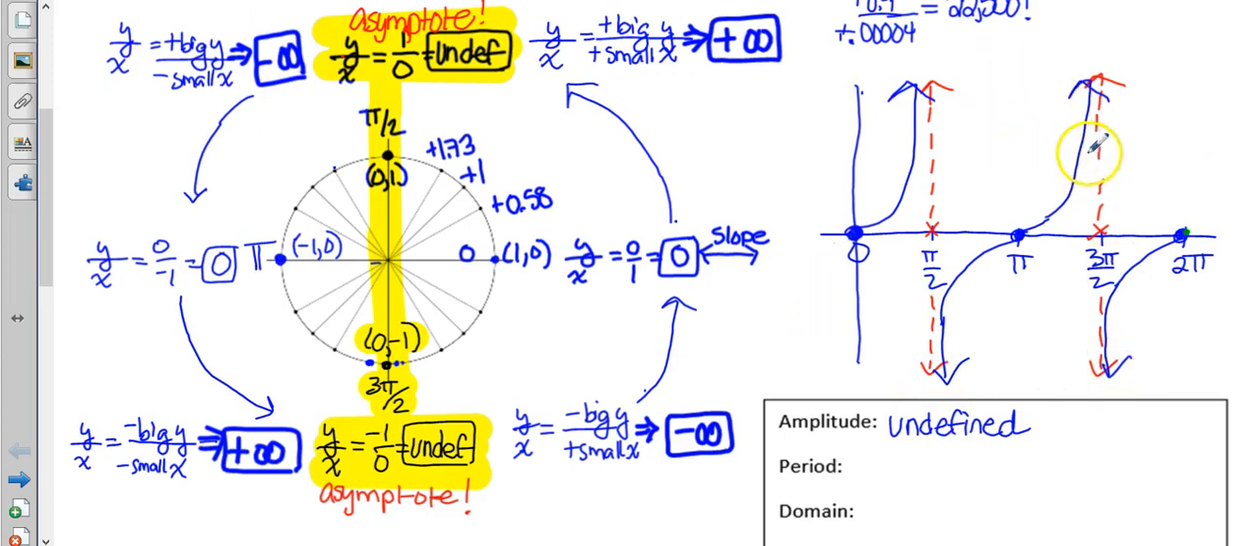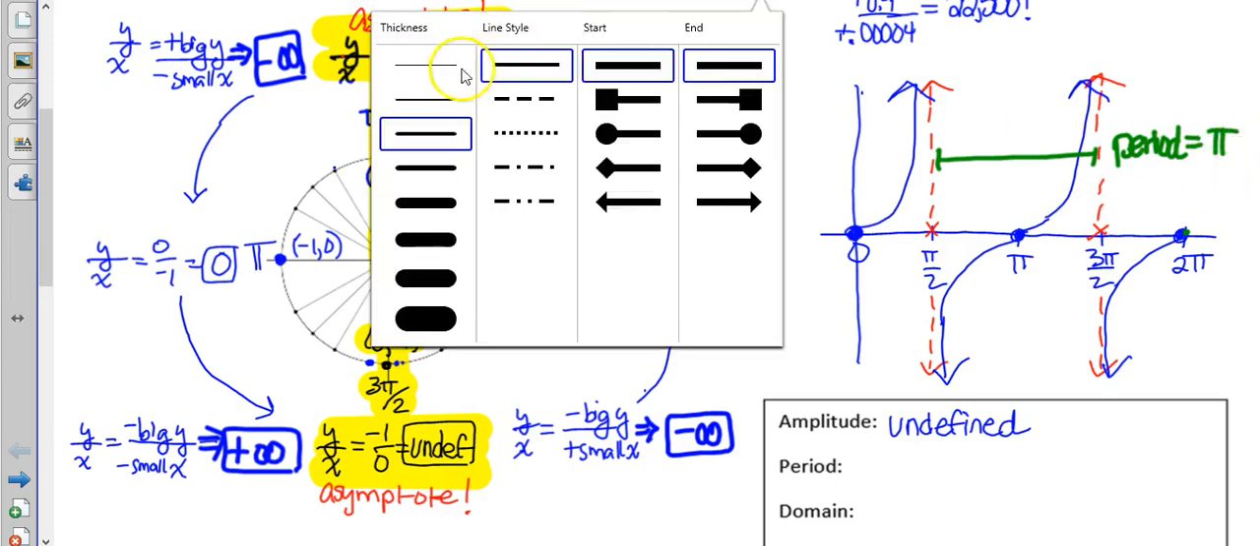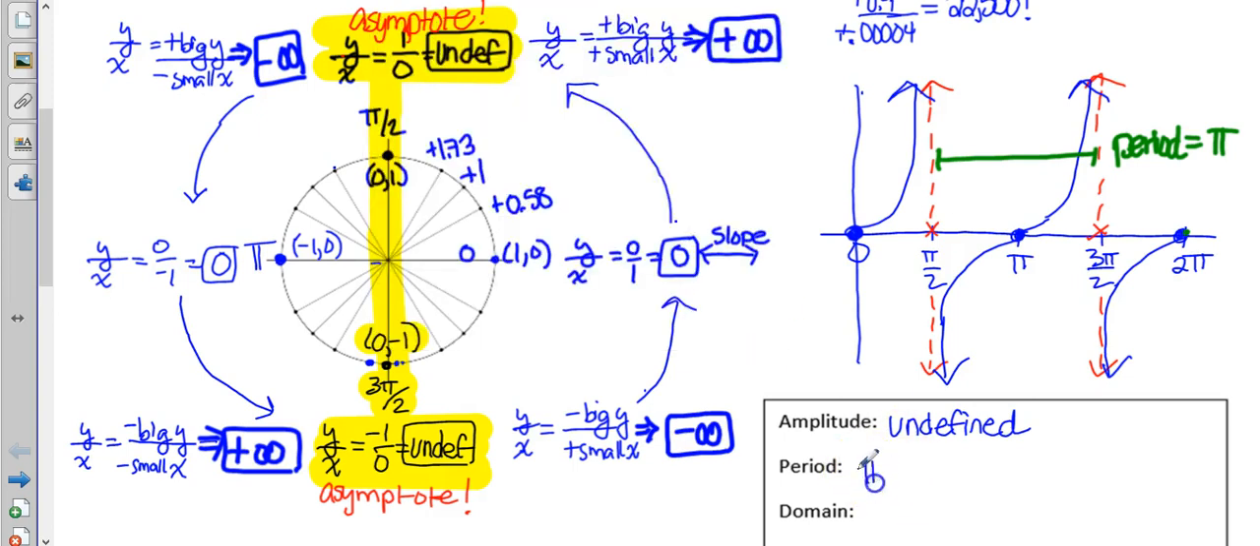So if you have your second color and you want to make a note, I'm writing this in green. From here to here, it shows us that our period is how large. Well, to get from pi over 2 to 3 pi over 2, that is a distance of pi. So the period of tangent is pi. Unlike cosine and sine, which were 2 pi, tangent is pi.